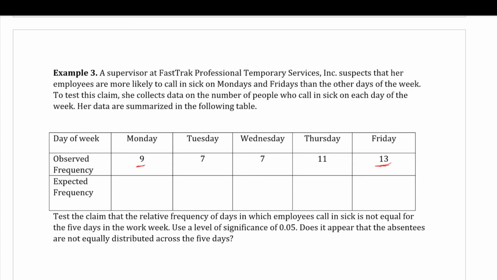So she wants to test this claim. So we're trying to test the claim that essentially people should be sick on every day of the week in equal amounts, right? There shouldn't be one day that people happen to be sick more than others, right? So we expect the number of sick people to be the same for each day, okay? So that's what they're saying here. Okay, so down below it says, test the claim that the relative frequencies of days in which employees call in sick is not equal for the 5 days she works. Okay, the relative frequencies. That's essentially the proportions, right?